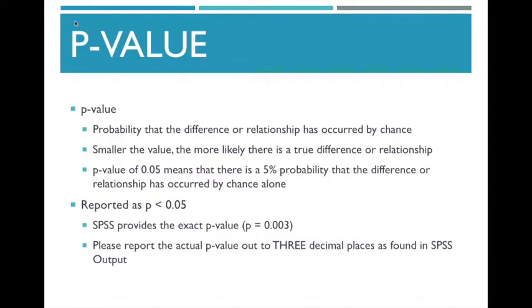P-values that are very close to the cutoff of 0.05 are considered to be marginal. They need more attention or more samples to be studied to draw a better conclusion. The analysis must always report the p-value so that readers can draw their own conclusions. In this course, please report the exact p-value to 3 decimal places as it is found in the SPSS output window.